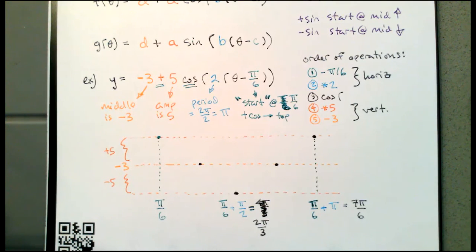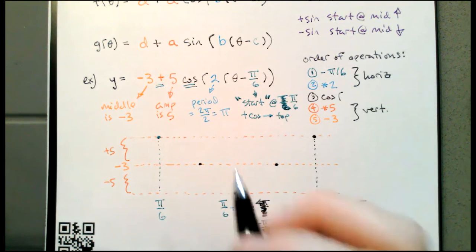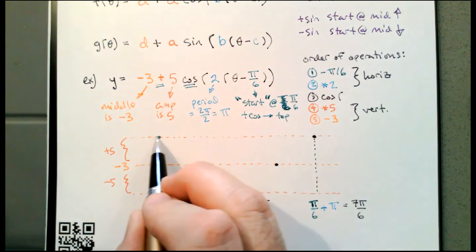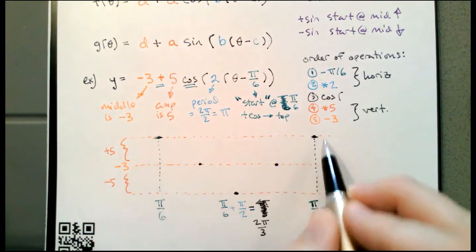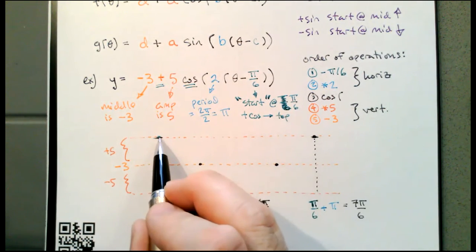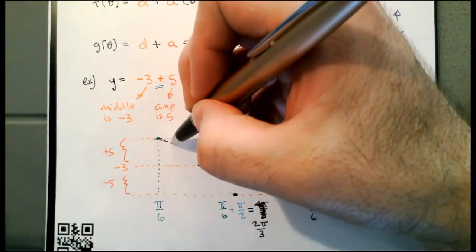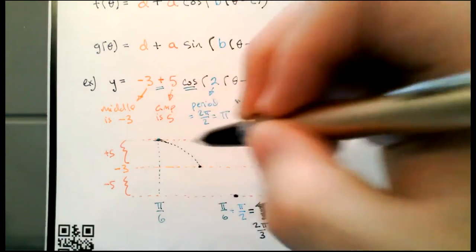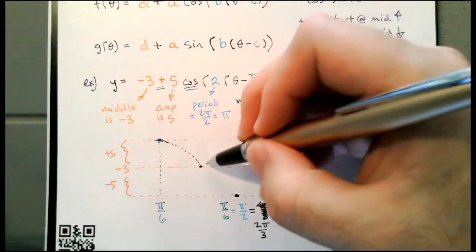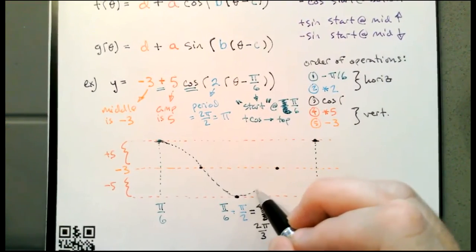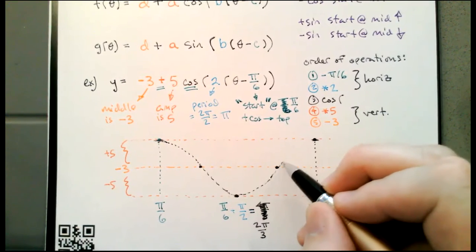So we know we are going to be flat at the top and flat at the bottom. Now we just need to draw a cosine so that it goes from flat down to the middle, down to the bottom, back up to the middle.